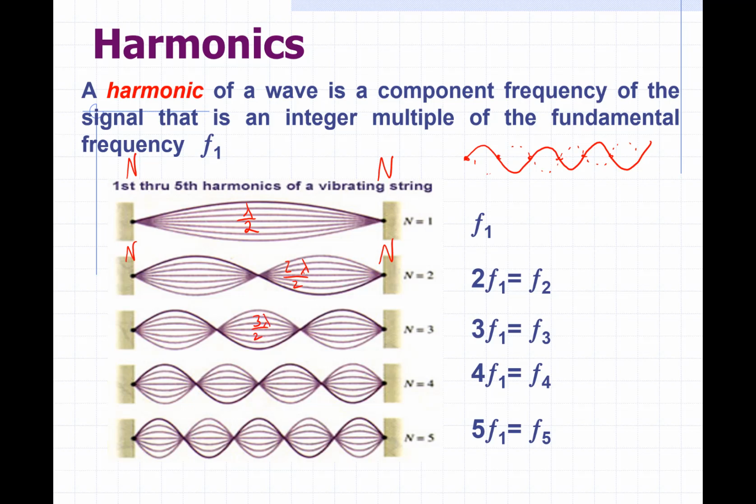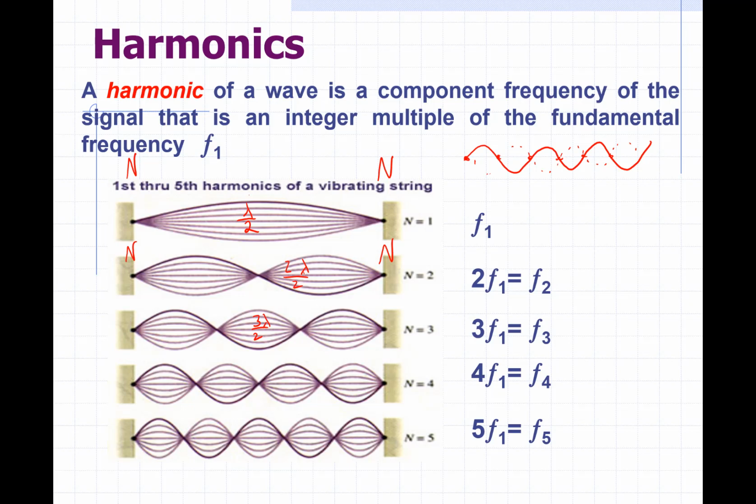So we can see that we're dividing our wavelength. This is half of our original wavelength. This is 1/3 of our original wavelength. This is 1/4 of our original wavelength, which means that this second harmonic is going to be twice the frequency. Half the wavelength is twice the frequency. This is 1/3 of the wavelength, so it's 3 times the frequency.